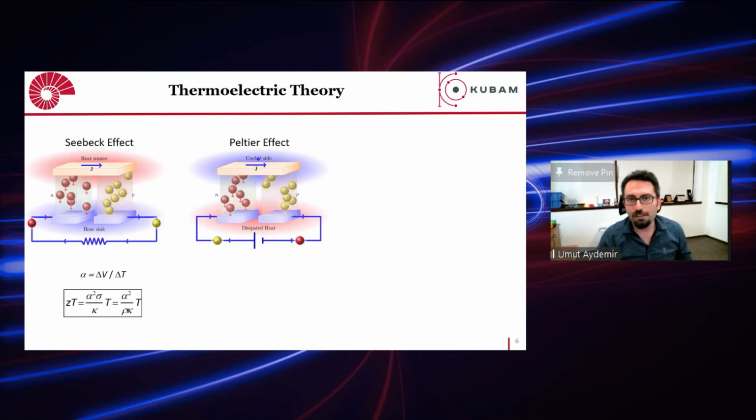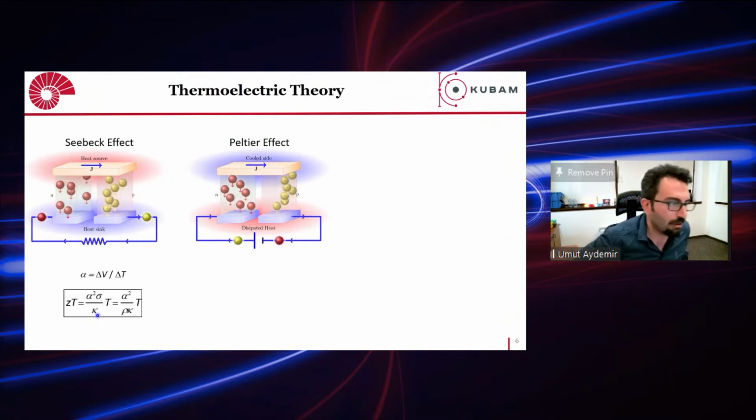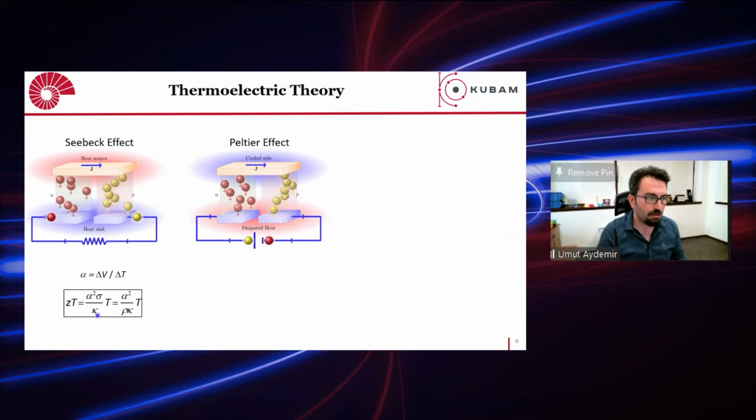Now, we define the thermoelectric efficiency with the thermoelectric figure of merit, and this is related to the Seebeck coefficient square times the electrical conductivity divided by the total thermal conductivity. So we want to have high voltage created per temperature gradient. We want to have high electrical conductivity, but at the same time, we want to have low thermal conductivity so that we can actually retain this temperature difference in this system.